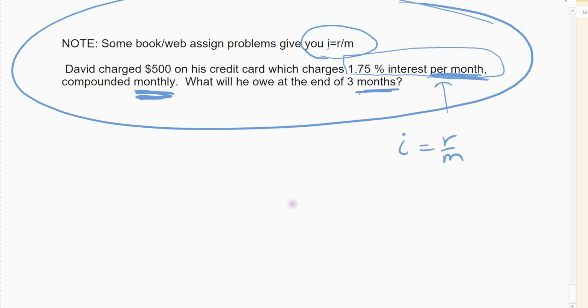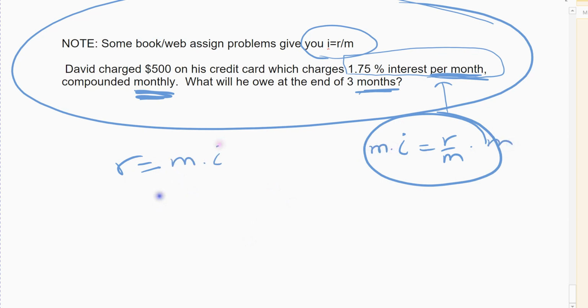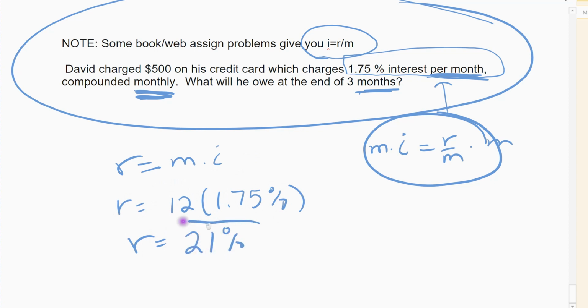And so if you wanted to figure out what your interest rate was, you actually have to work backwards from that I. All right, our interest rate would be, well, I've got to multiply by M to figure out what our interest rate is. So it'd be M times I. Well, our interest rate would be monthly, so 12 times that 1.75%. And so the interest rate would actually be 21%.